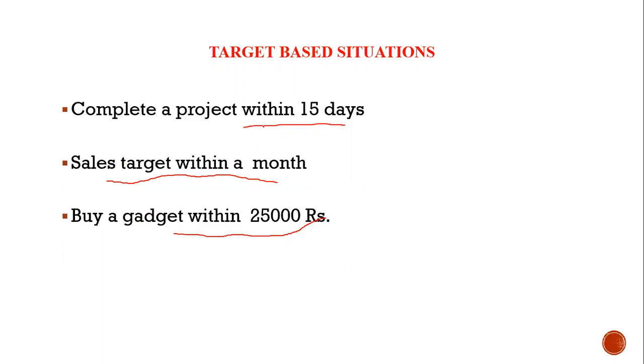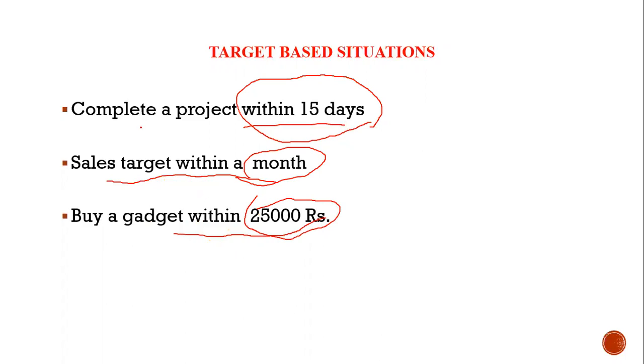The second thing we come across is the constraint. In this case, the student wants to complete a project within 15 days. In the second case, the salesperson wants to achieve a target within a month. In the third case, they want to buy a gadget within rupees 25,000. So these are called the constraints. So we see in these three situations, there is an objective as well as a constraint.